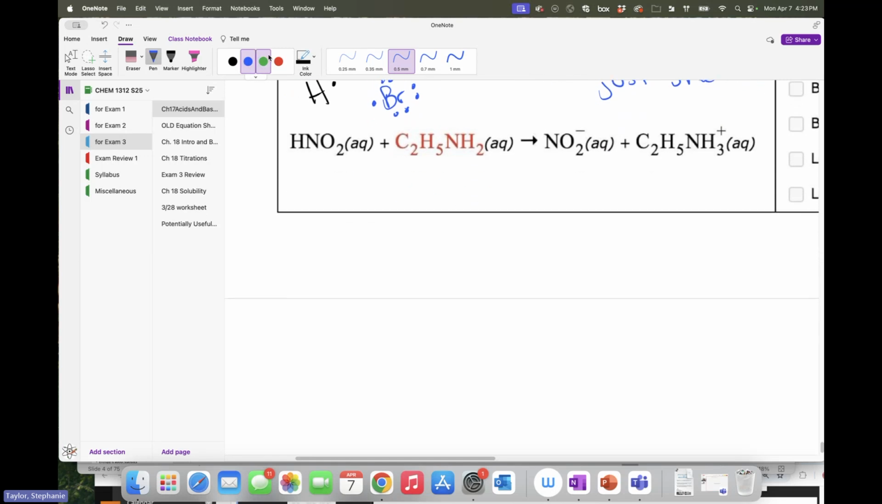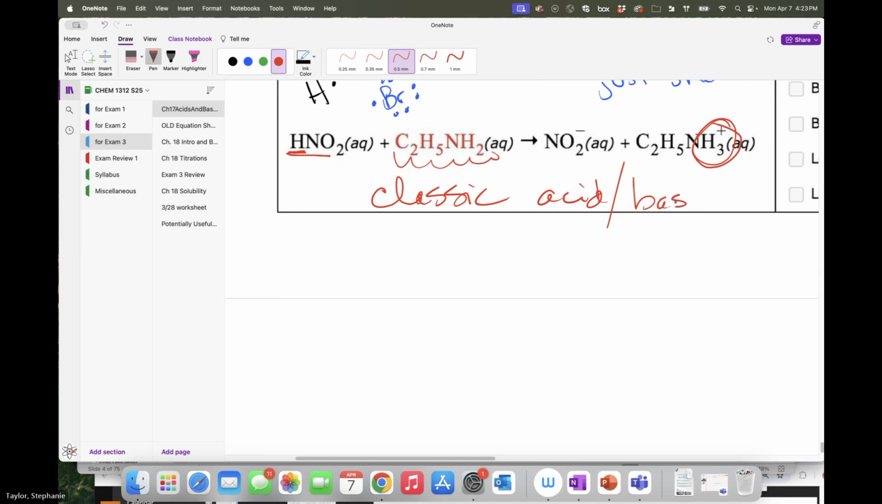This one is actually kind of a classic acid-base reaction. Here's something with an H in front of it. Here is something that has some protons, but it goes from neutral to a positive charge. And then I'm left with this negative species. So this is kind of a classic acid-base. The thing that accepted a proton is also the thing that donated electrons. So that thing is a base, no matter which way you slice it.